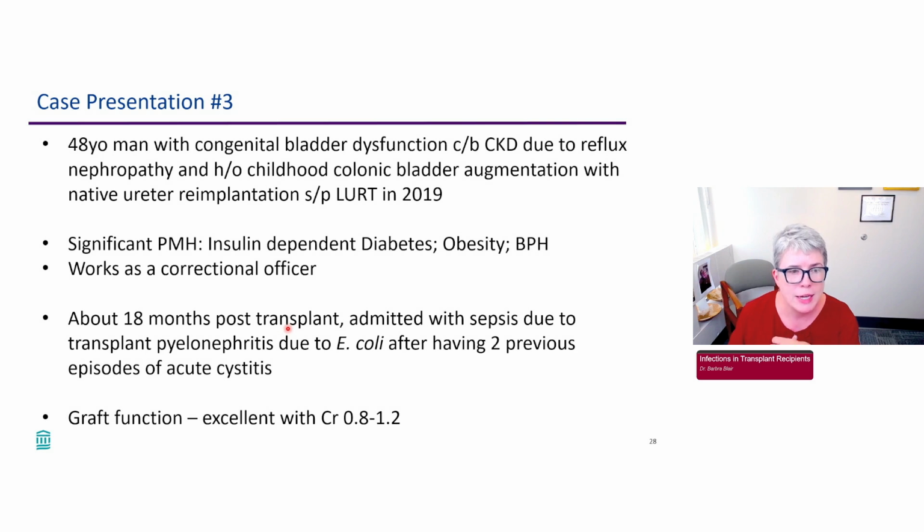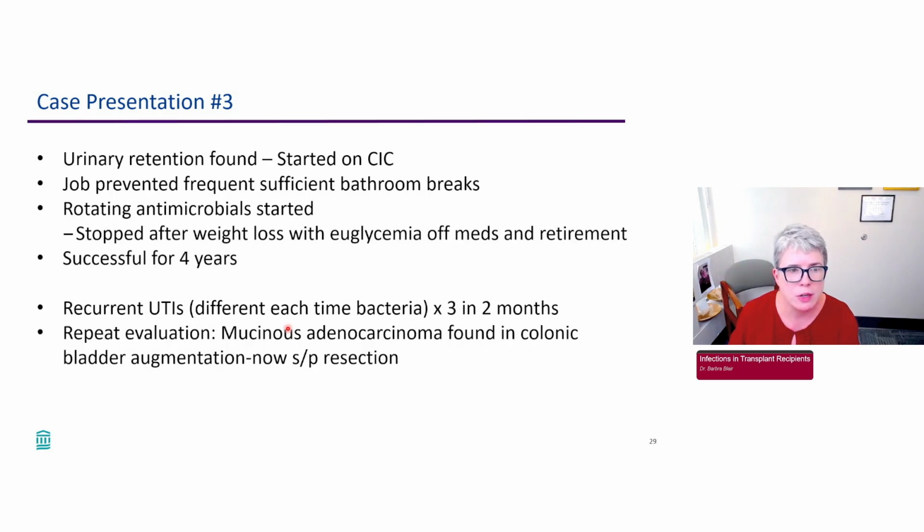I met him when he was 18 months after transplant with lots of sepsis episodes of transplant pyelo due to E. coli. He had excellent graft function. We found urinary retention. We started him on CIC, and then we started rotating antimicrobials to prevent UTIs. He was able to come off antimicrobials after he had gastric bypass surgery, lost a significant amount of weight, and was now euglycemic. And then all of a sudden, he started having recurrent urinary tract infections again.